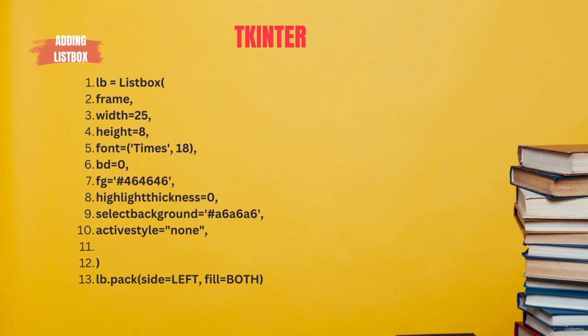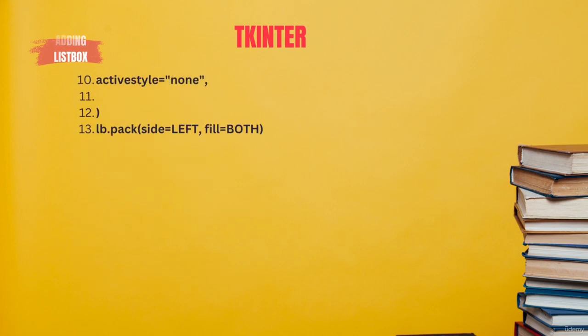Select background decides the color of the focused item in the list box. Active style is none, which means it removes the underline that appears when the item is selected or focused. The geometry manager we use here is pack. Side equals left, this will keep the list box to the left side of the frame. We did this on purpose so that we can assign the right position to the scroll bars. This will fill the blank space in both the directions, that are x and y, fill equals both.